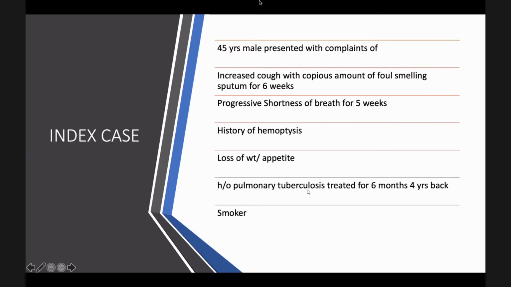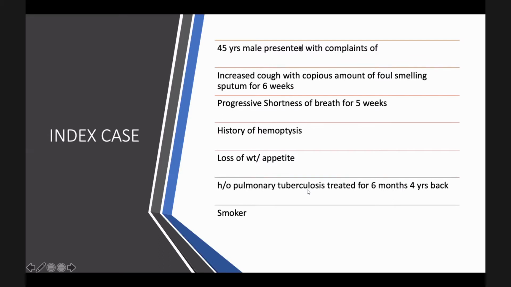So, starting with an index case. This is a 45 year old male presented with complaints of increased shortness of breath, increased cough with copious amount of foul smelling sputum for 6 weeks, with history of progressive shortness of breath for 5 weeks. The patient also has a history of hemoptysis on and off, and loss of weight and appetite was also there.